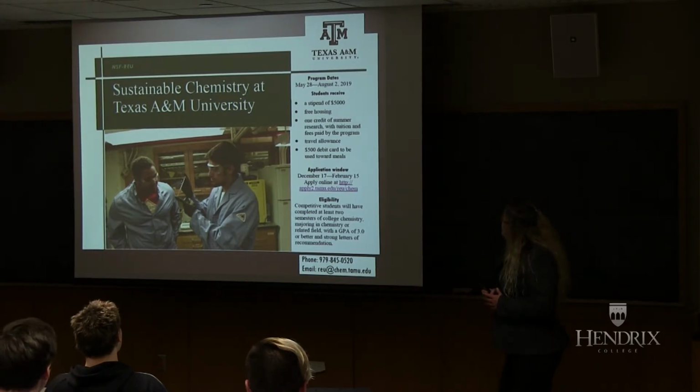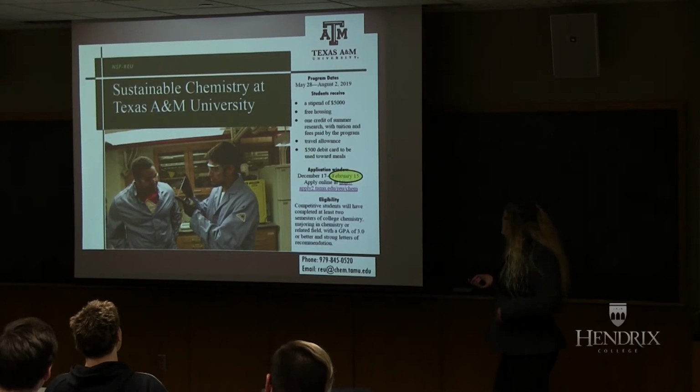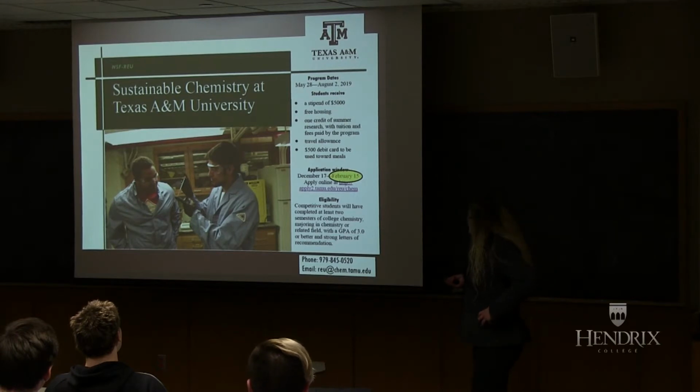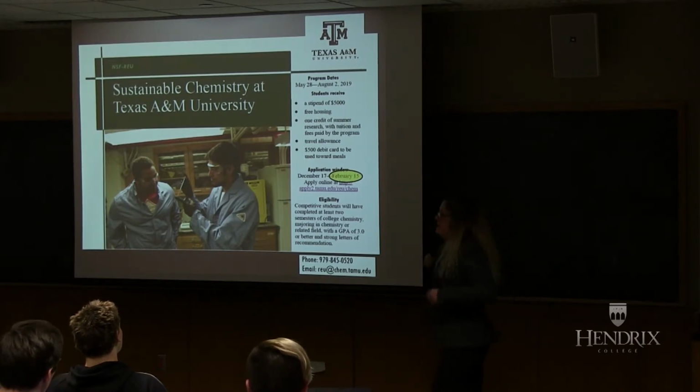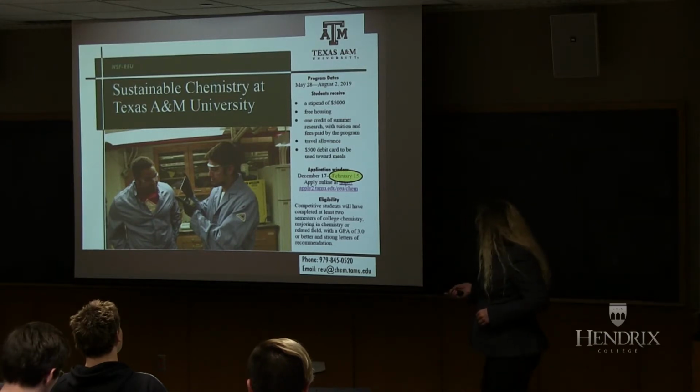Again, the RU program at Texas A&M is focused on sustainable chemistry. There are a lot of different projects that are available, a fairly decent stipend, and like I said, the deadline is February 15th. I sent an email this afternoon to see if there can be an extension. So if you're interested in it and you won't be able to make the February 15th deadline, send me an email and I'll see if we can get you an extension on that.